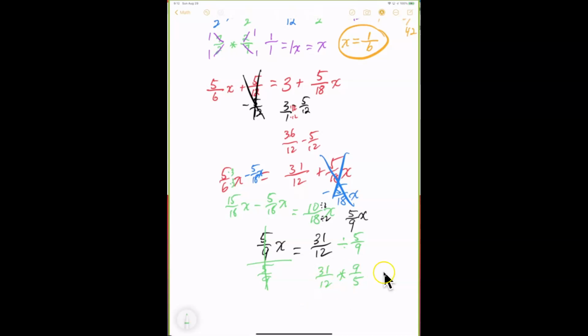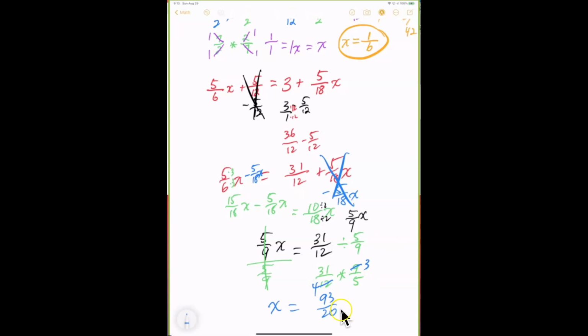And we can do some pre-reducing. Let's go to blue. We'll divide 9 by 3 and get 3, and 12 by 3 and get 4. Then we're dealing with smaller numbers. And then 5 and 31, I think they're both prime numbers, so they don't have any factors at all, except 5 and 31. So then we can multiply these together, and that should be our x value. X is going to be equal to 93 over 20.